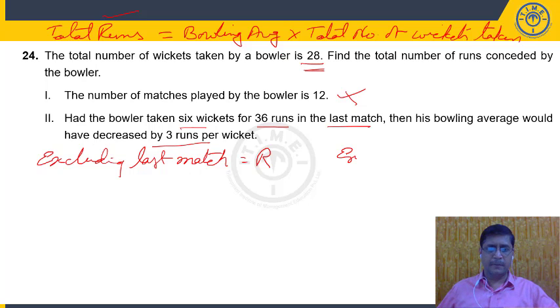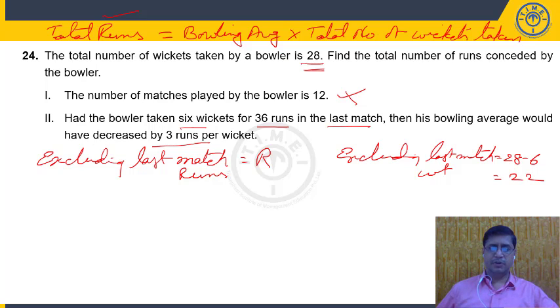So excluding the last match, this is about runs. Excluding the last match, if you observe the wickets, 28 minus 6, it is 22. Means before last match wickets and before last match runs. Now what is it saying here? Now when you add these 6 wickets with 36 runs, then the average would have decreased by 3 runs per wicket. Right? What is the average?